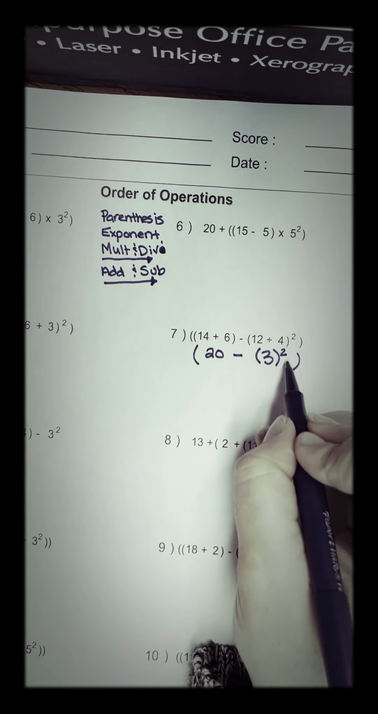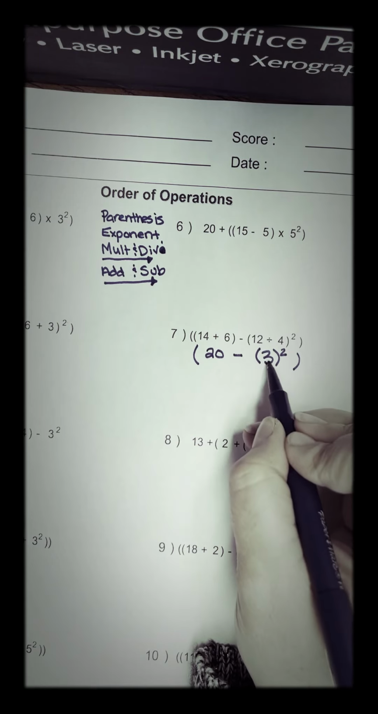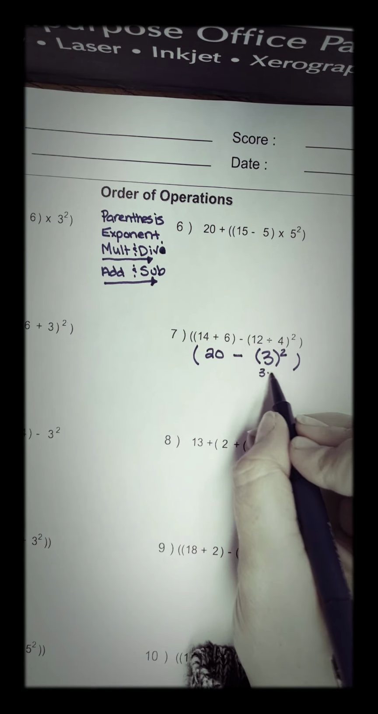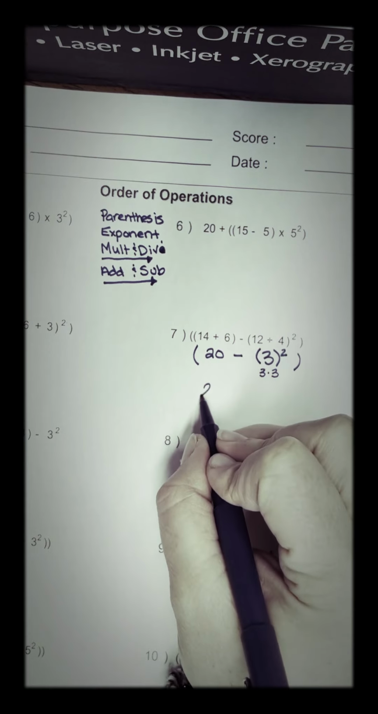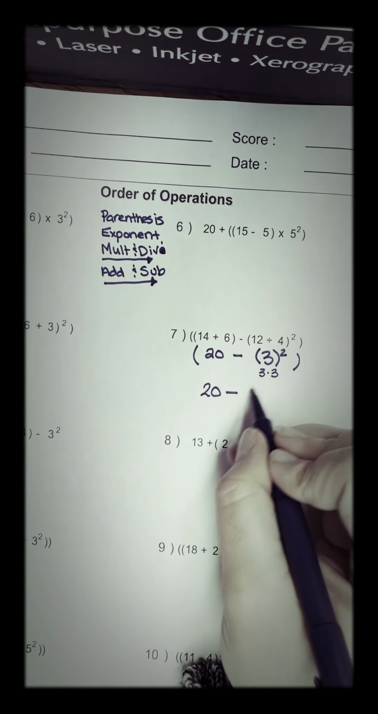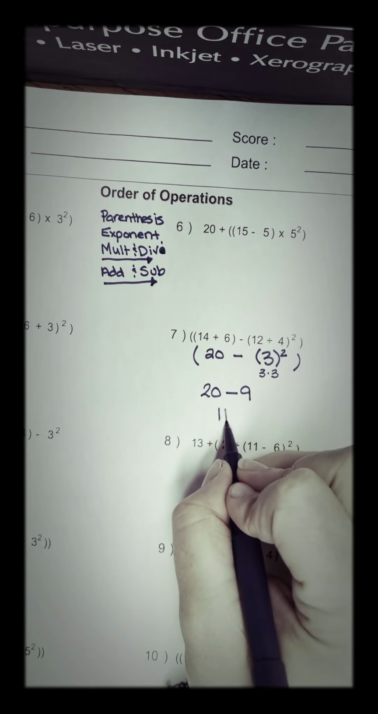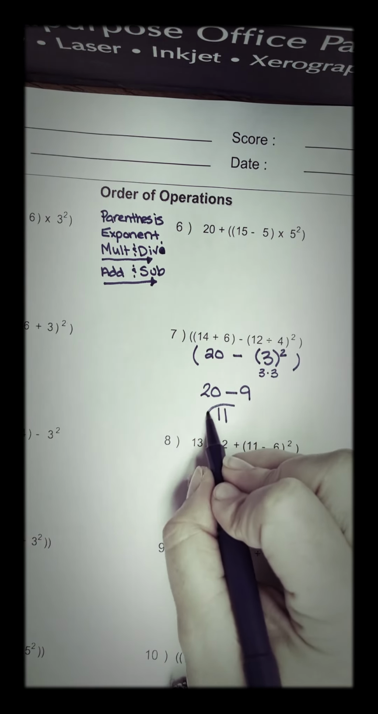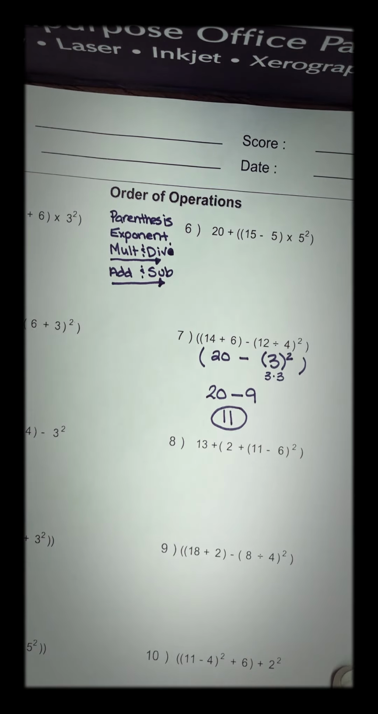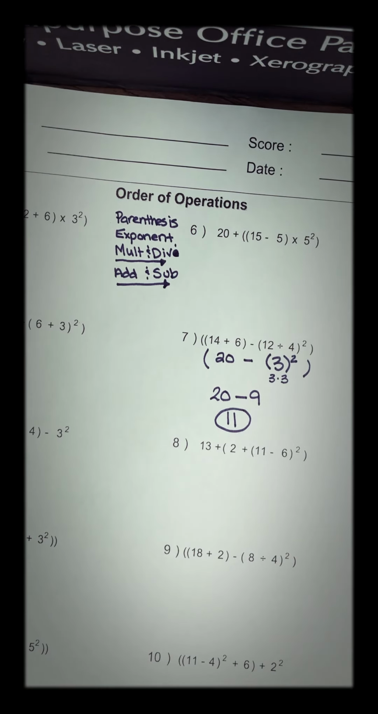My next step would be I'm going to do my exponent, so 3 squared, which means 3 times 3. So I'm gonna end up with 20 minus 3 times 3 is 9. All right, 20 minus 9, my answer gives me 11. Okay.